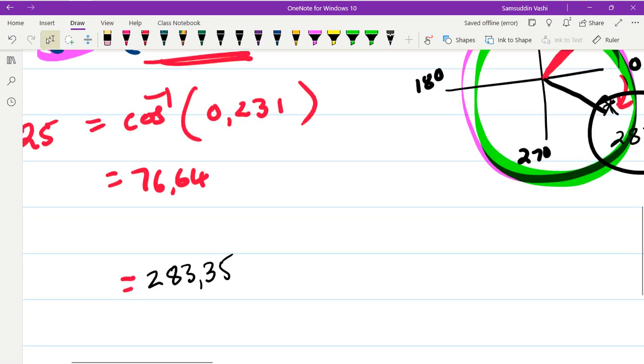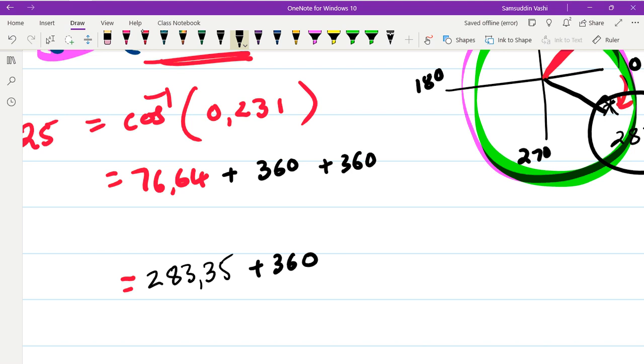So in the writing method, how many degrees are we moving? 360. If I add 360 degrees, I'm getting one more answer to 76 degrees. If I add 360 degrees, I'm getting one more answer to 283 degrees. If I keep adding another 360 degrees, again and again, I'm going to get infinite answers.